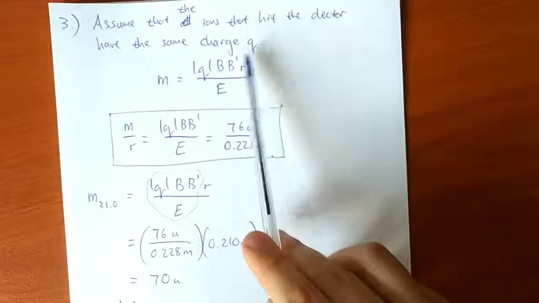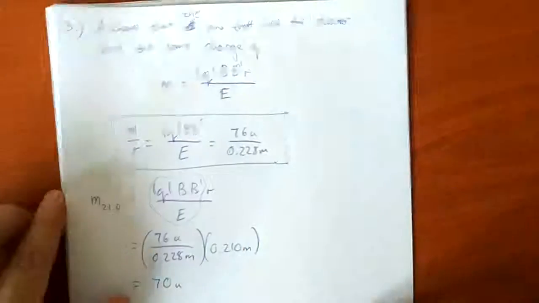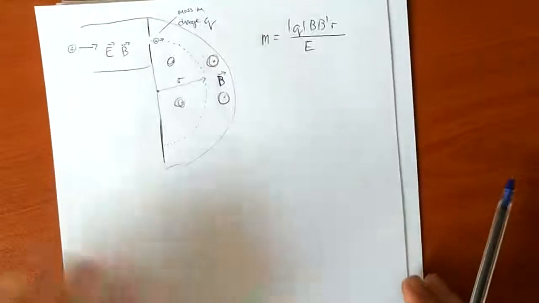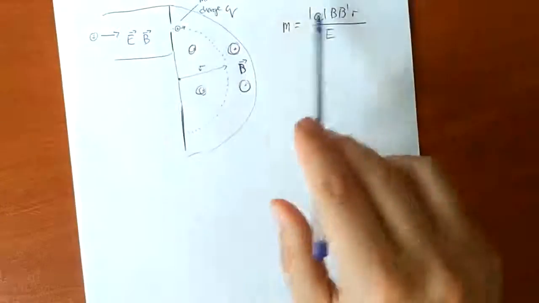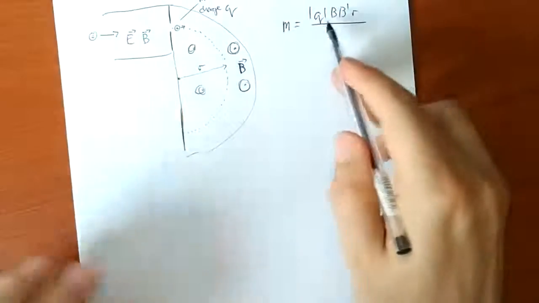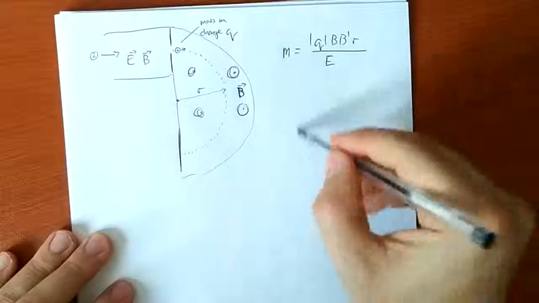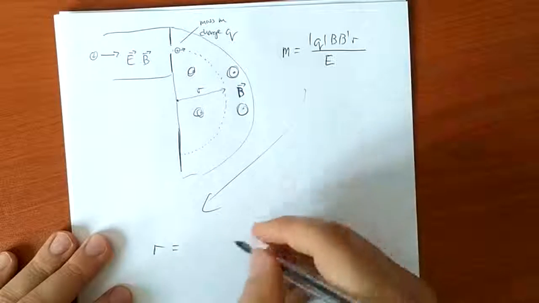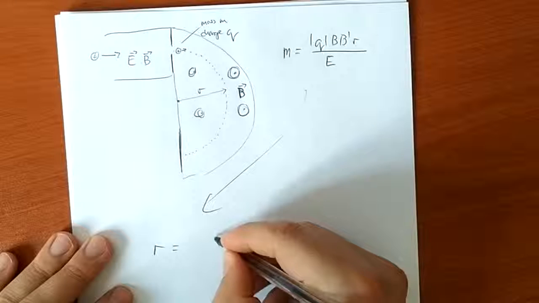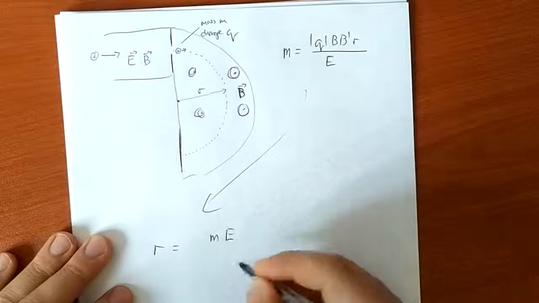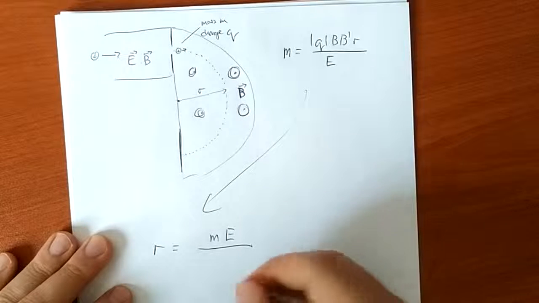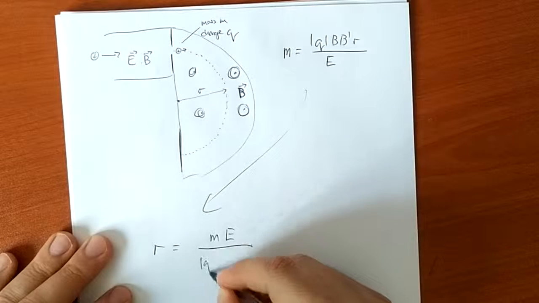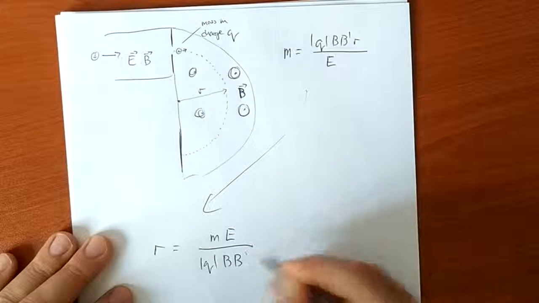Now, to end with, I want to talk about why it was reasonable to assume that all these ions have the same charge. You can easily see from this formula. Let's get the radius by itself. The radius is going to be the mass times the electric field in the first chamber over QB prime.